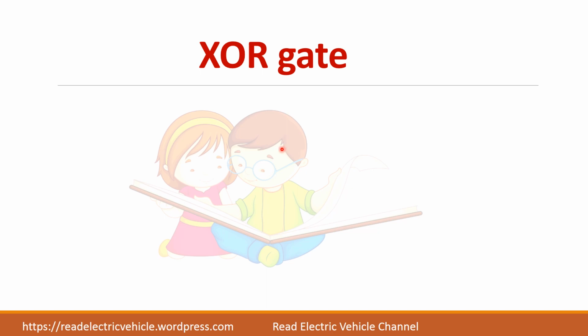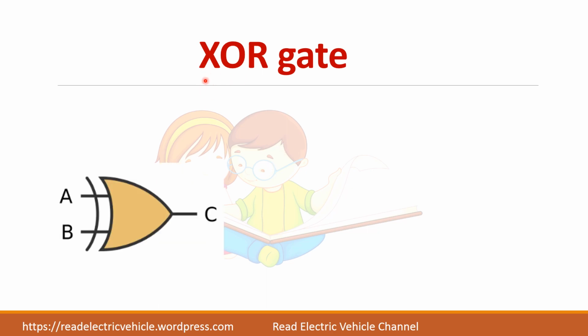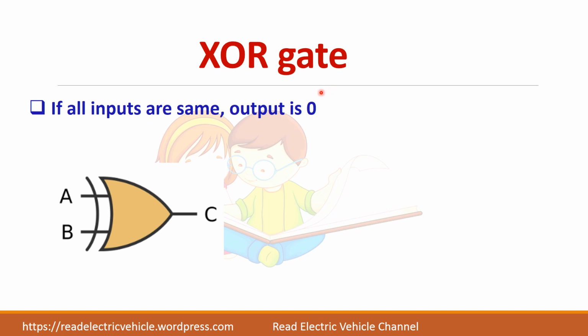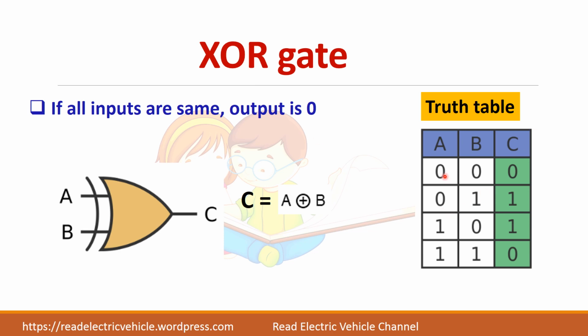Next we have XOR gate. XOR means exclusive OR gate. So in this case, if the inputs are the same, that is A and B are either 0 or 1, the output will be 0. And if both the inputs are different, output will be 1. So you can see here, for 0, 0 and 1, 1 combination, output will be 0. If the input combinations are different, the output will be 1.